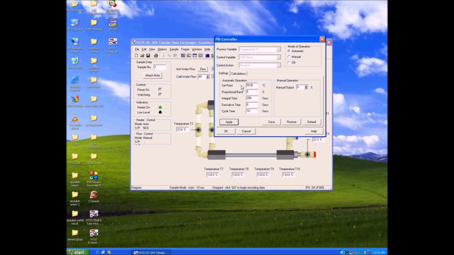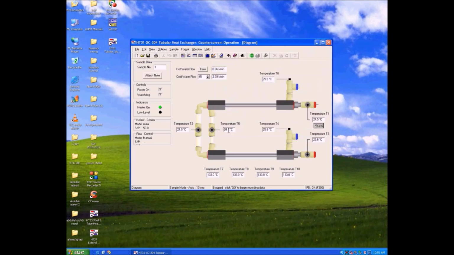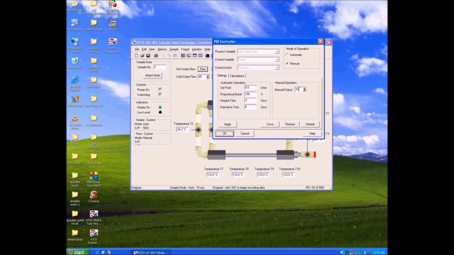And now set point, I can make it 3 set points: first trial, second trial, and third trial, 45, 50, 55 degrees centigrade. So what is the meaning of this? First reading 45, second reading 50, third reading 55. So if you write here 45, the heater will be off at 45 degrees centigrade automatically. And if you make it 50, the water in the tank will be heated up to 50 degrees centigrade and it will stop automatically.